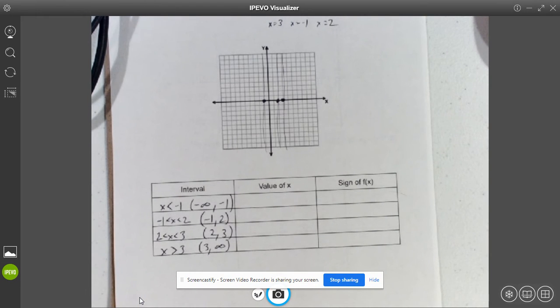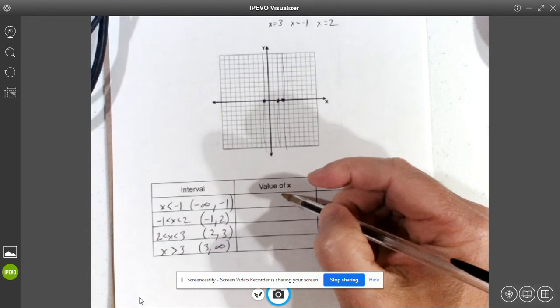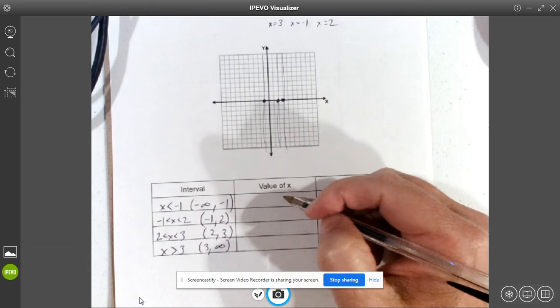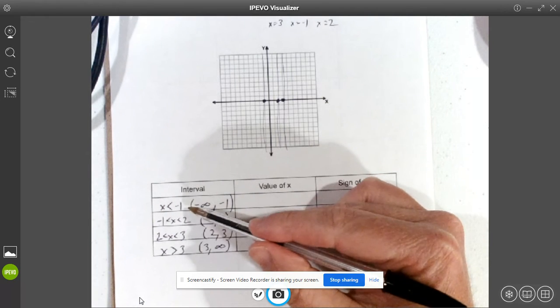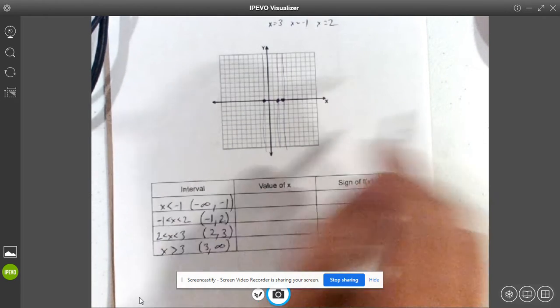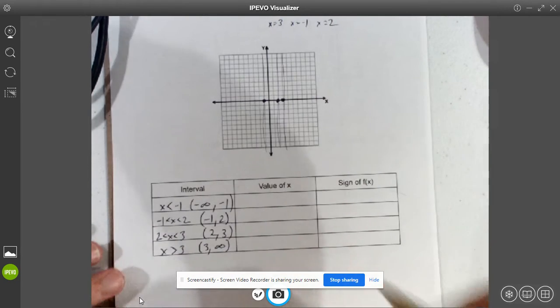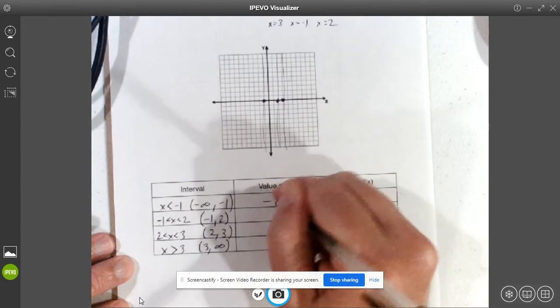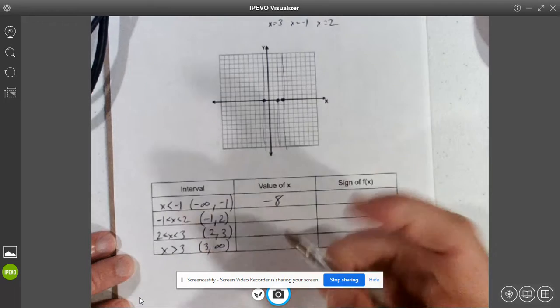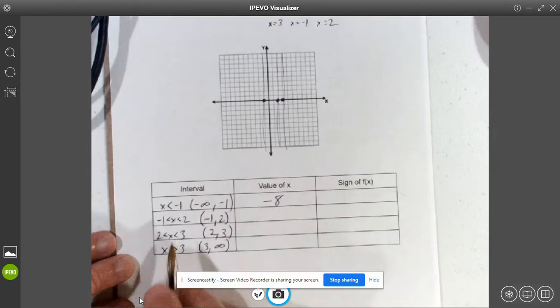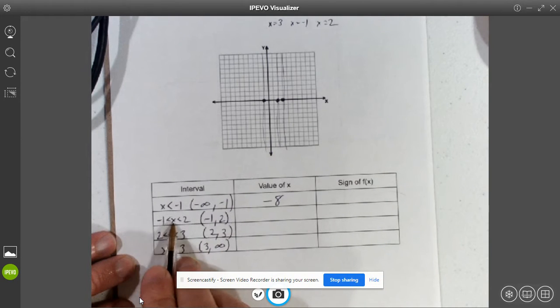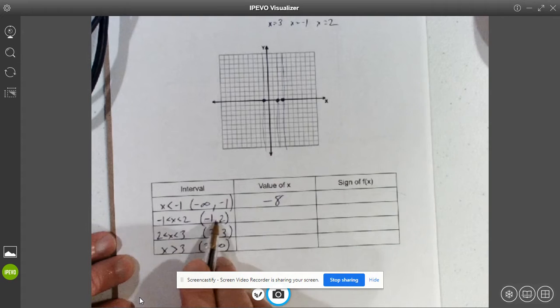And so now I want to find an x that is in these intervals. So I want to find an x that is less than negative 1. There's a lot of them out there. I don't care what you choose. I'm going to choose negative 8. Now I need to choose a value that's in this interval. So I need an x that's between negative 1 and 2.